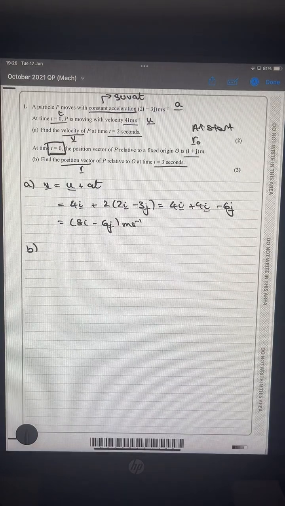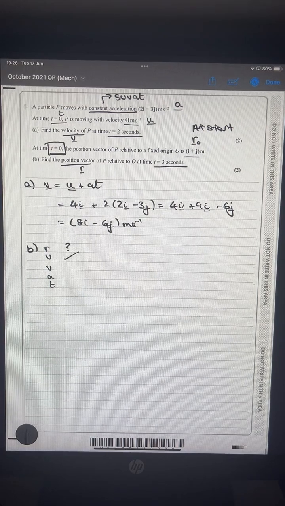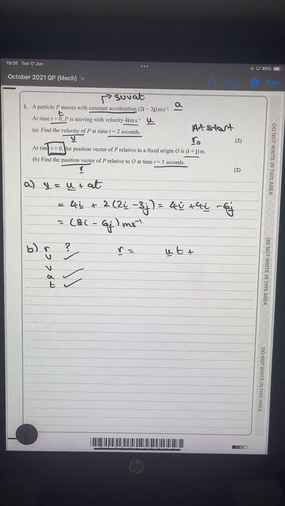So with these, I always write down SUVAT, but this is now RUVAT because it's vectors, and tick off the values I have. So I want r, I have u, I don't have v, but I've got a and I've got t. What equation links r, u, a, and t? r equals ut plus half at squared. Notice I've left this space. What have I left this space for? r naught. That is my offset because I've not started at the origin. You need to make sure you have r naught.